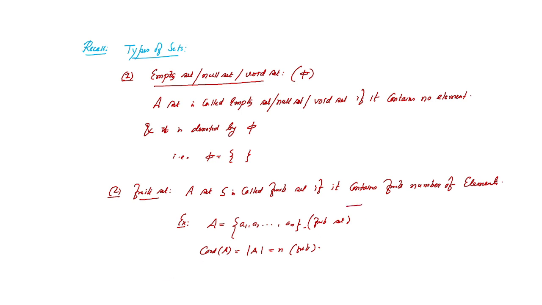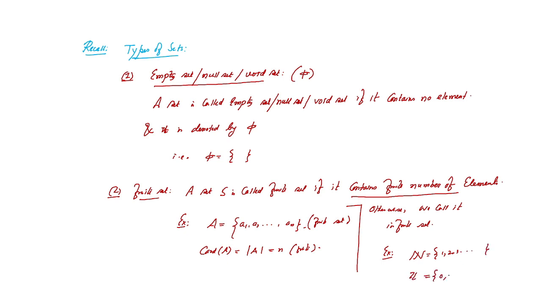Otherwise, we call it an infinite set. An infinite set means a set that contains an infinite number of elements. An example of an infinite set is the set of natural numbers 1, 2, 3, 4, and the set of integers 0, plus minus 1, plus minus 2. All are examples of infinite sets.